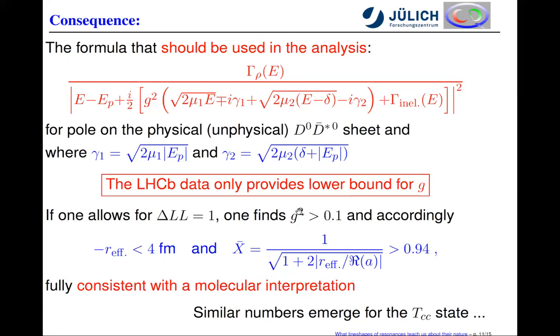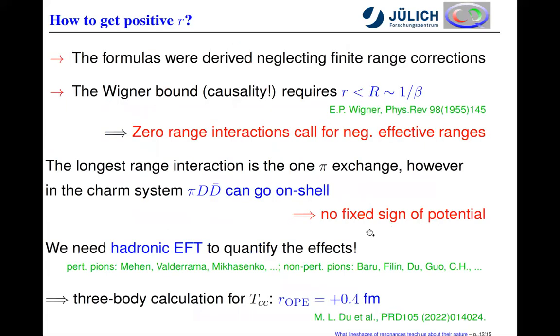And using that in the formula I advertised before, we get that the compositeness of the X is larger than 0.94. Similar numbers emerge for the TCC state. I don't have time to talk about that now, but Miguel did. Now, how do we get a positive R? That is something that Luciano alluded to.